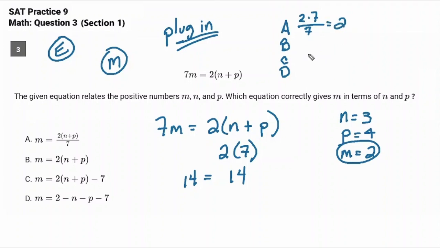Let's try B, C, and D. 2 times n plus p. 2 times 7, that's 14. Nope. 2 times 7, which is 14, minus 7, which is 7. Nope, I'm looking for 2. And then 2 minus 3 minus 4 minus 7, that's going to be negative, so no. So A is the answer. You can get this right real quick and move on.